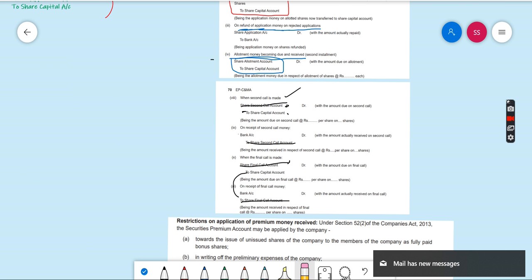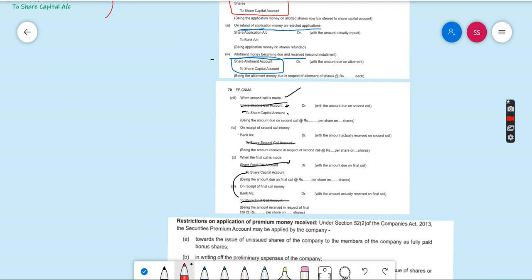Okay, so far we have discussed the general entries. So what you have seen: when the application money is due, share application account debit to share capital account. When you receive, bank account debit to share application account. When the allotment money is due, share allotment account debit to share capital account. When you receive, bank account debit to share allotment. Same goes for all, right? Okay, so that's it. These are the general entries you will pass when you issue shares at par.